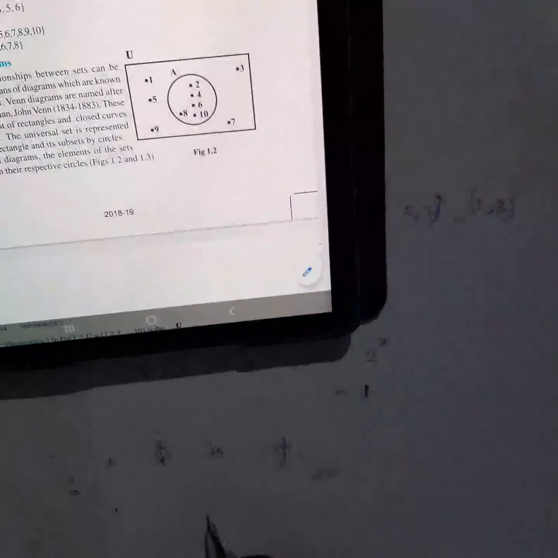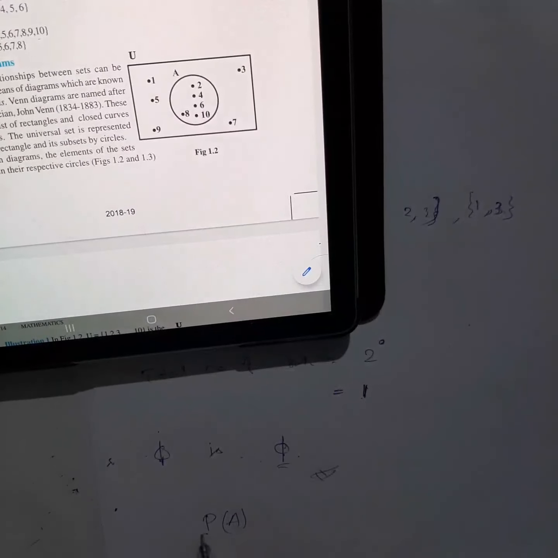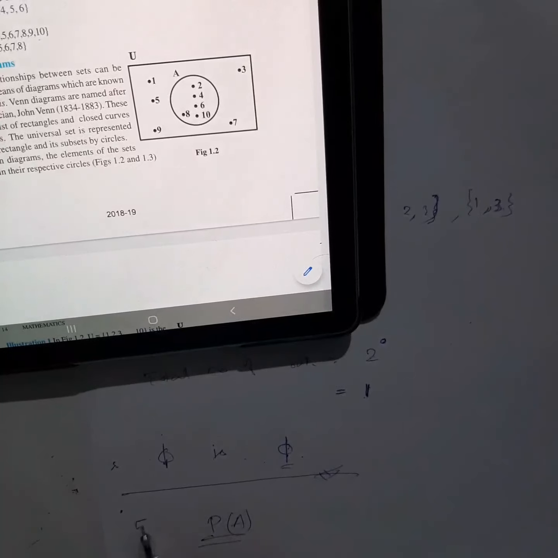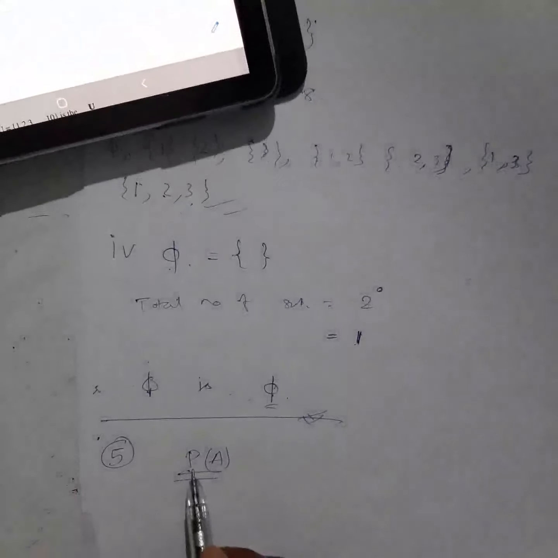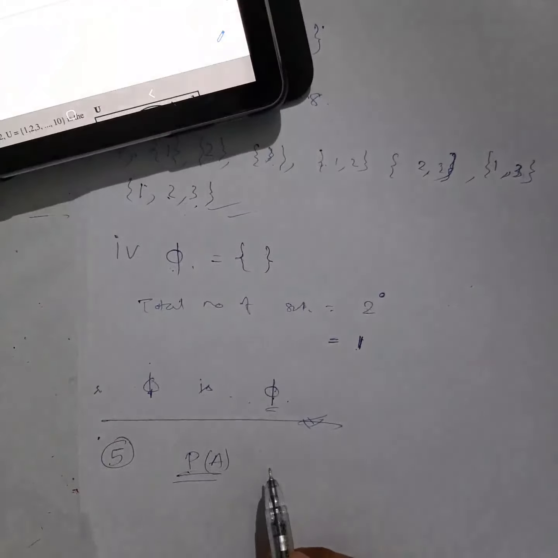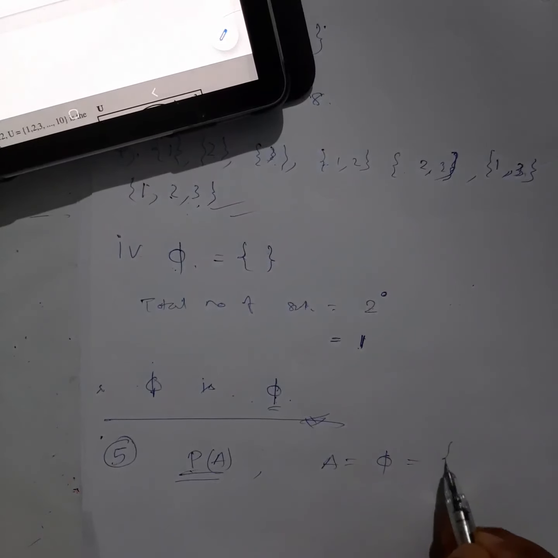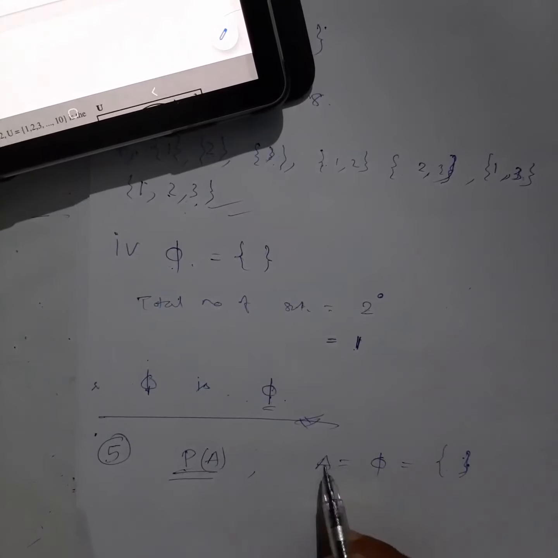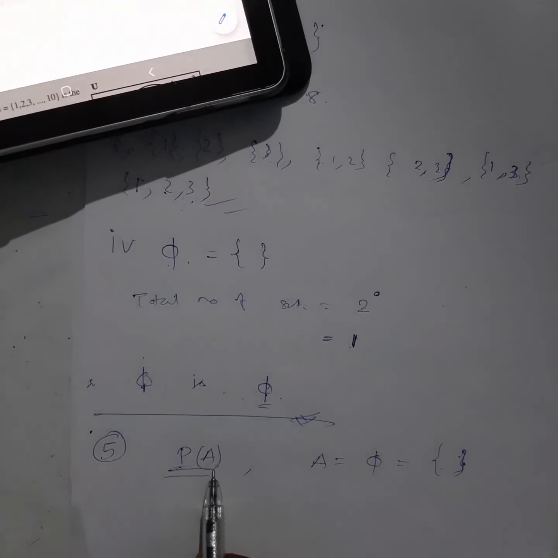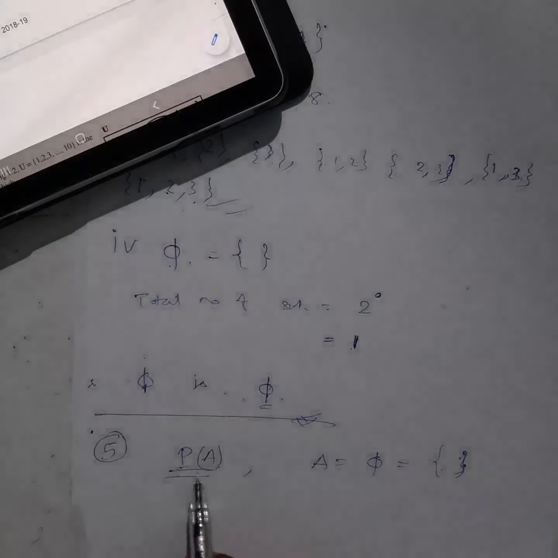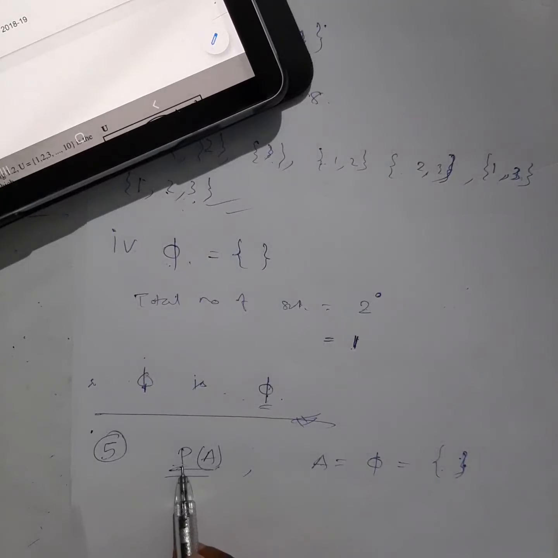Next, question number 5. How many elements has P(A), the power set of A? How many elements does this power set have? They are asking. Okay. Now what is the set here? A is equal to, they have given phi. Phi means there is no element in this set. So for the power set, how many elements do you think it will have? Now what is a power set? First thing, the power set of A is nothing but a set.